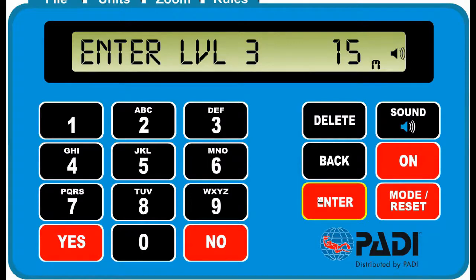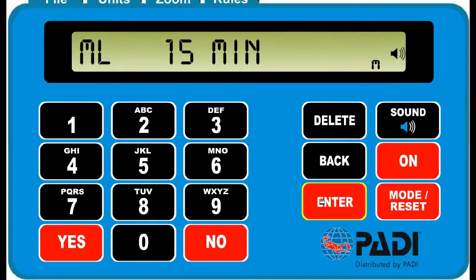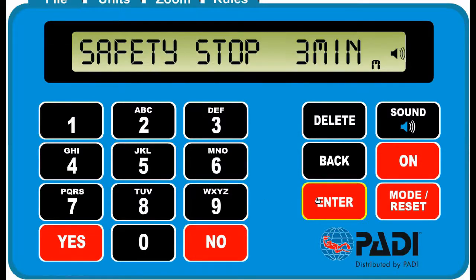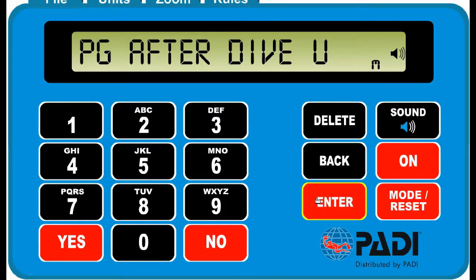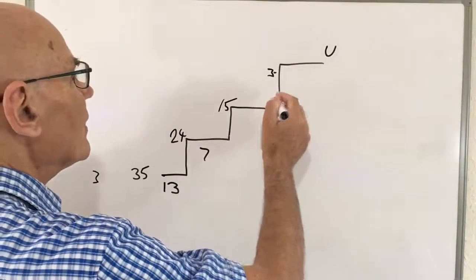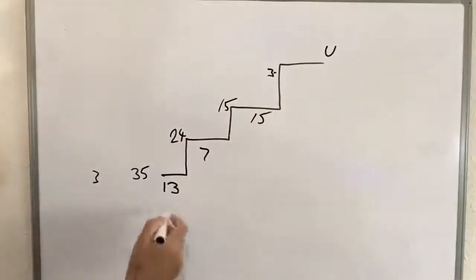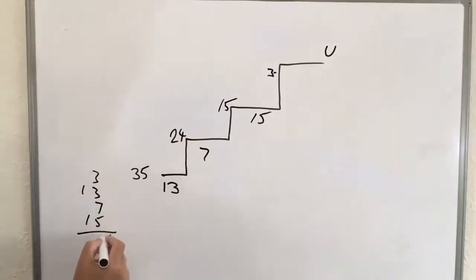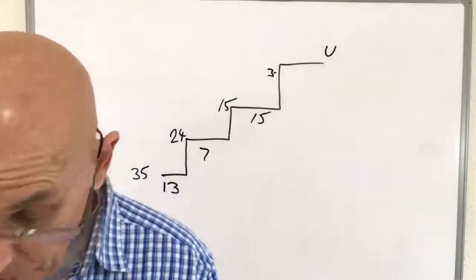Enter level 3, 15. Okay, so it tells us we're in pressure group U, and it also means that we've spent another 15 minutes there. So we can add all of these numbers up, 13, 3, 7 and 15, add the whole lot up, so that's 10, 13, 18, 38 minutes. So the whole dive was 38 minutes, including the safety stop. So that's about it, guys.